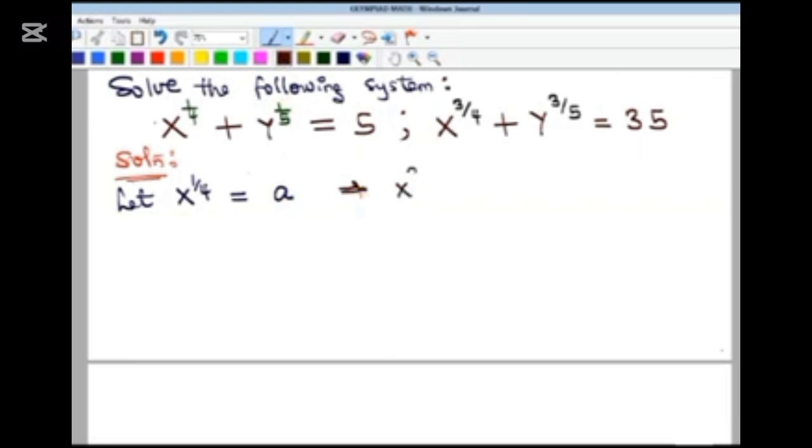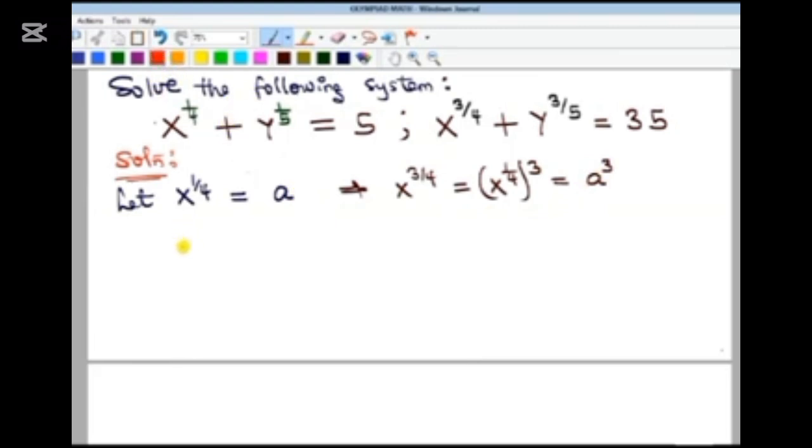So x to the power of 3/4 is now going to become, by indices, the same thing as x to the power of 1/4 all raised to the power of 3. So that means that the x variable in equation 2 will now become a to the power of 3. Okay, so we can keep those two.